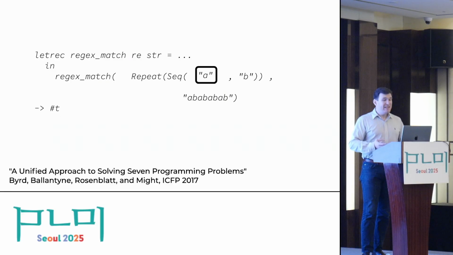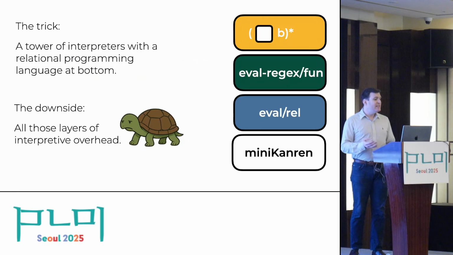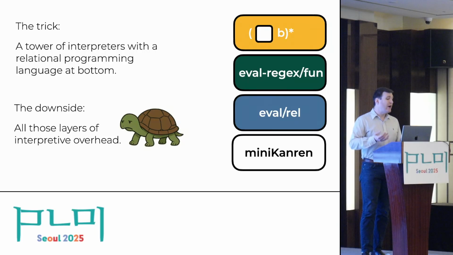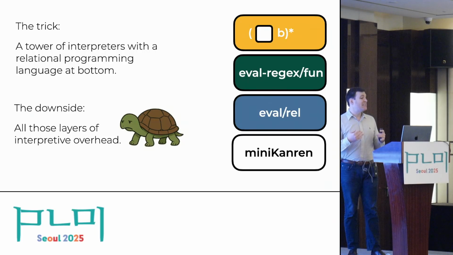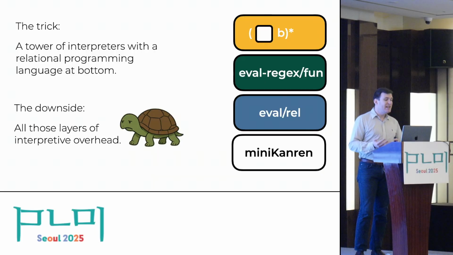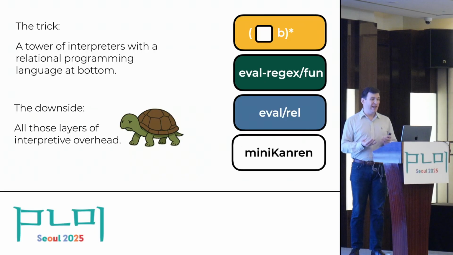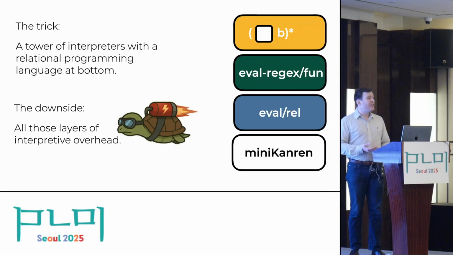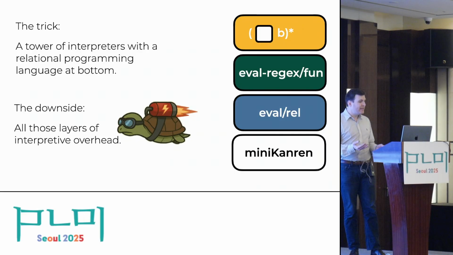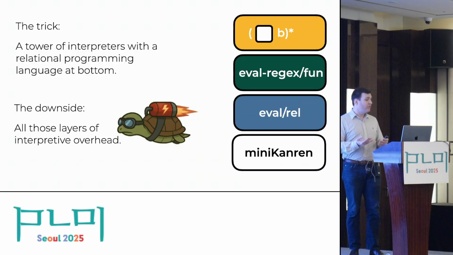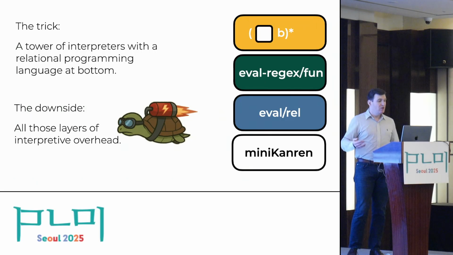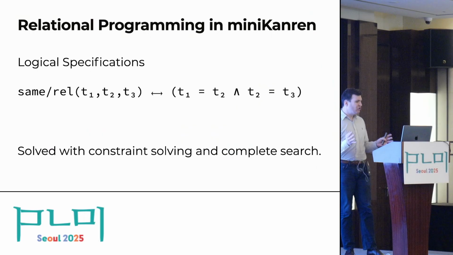So this technique, this trick, is a tower of relational interpreters, a tower of interpreters with the relational programming language at the bottom. And the downside is that all of those layers of interpretive overhead slow things down. And so in this paper, we make it faster by translating staging, a well-known technique from functional programming for removing interpretive overhead, to relational programming. So first I need to tell you about relational programming.